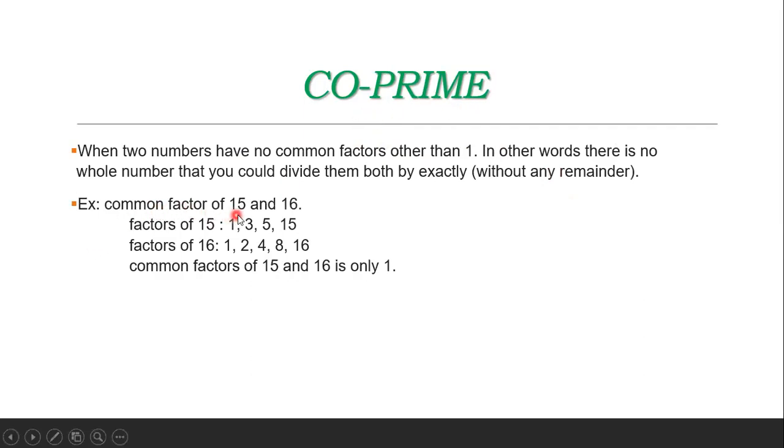See here, for example, 15 and 16. Factors of 15 are 1, 3, 5 and 15. Factors of 16 are 1, 2, 4, 8 and 16. Now you can see only 1 is a common factor. So like this, where you get only 1 as the common factor, such pairs are called co-primes.